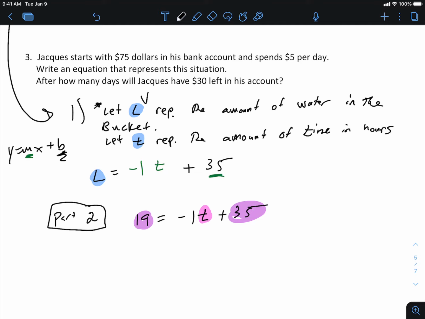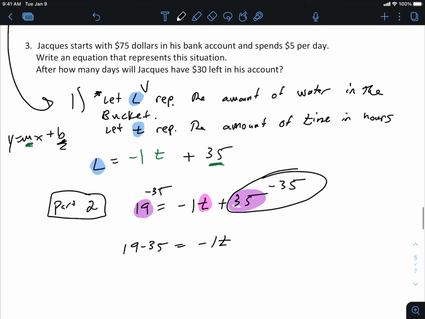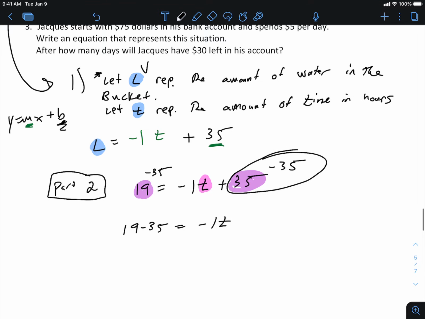One rod. What one rod is worth. So we create a zero pair, minus 35 with that. What you do to one side, you got to do to the other. And so you're going to go 19 minus 35 is equal to negative 1t. I'm standing at 19, and I'm going to take away 35. That's going to be negative 16.